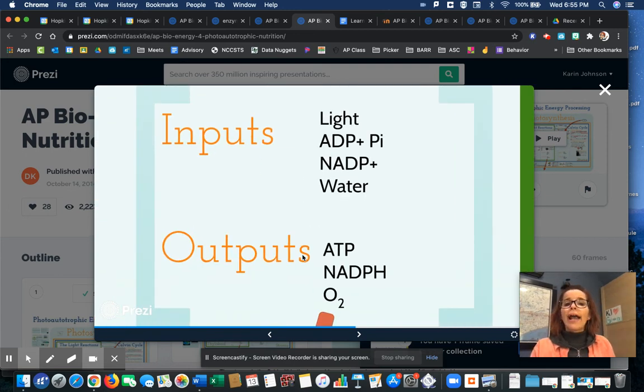Right here, after we're done with this process, we've made a little bit of ATP, a little bit of NADPH, and we were releasing oxygen here. Remember, we ripped the electrons off of water, and so now oxygen is being released. So this is where oxygen is being produced in the whole photosynthesis process.